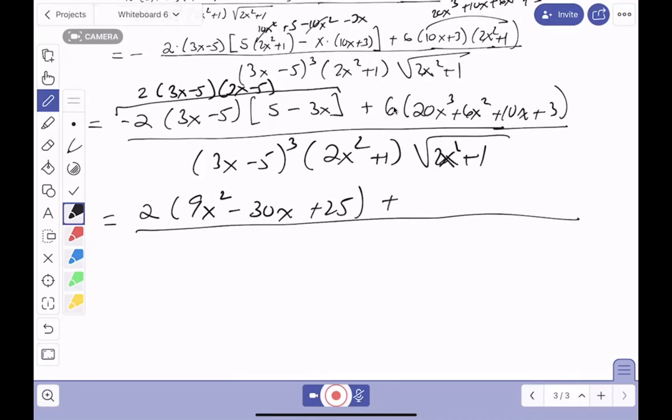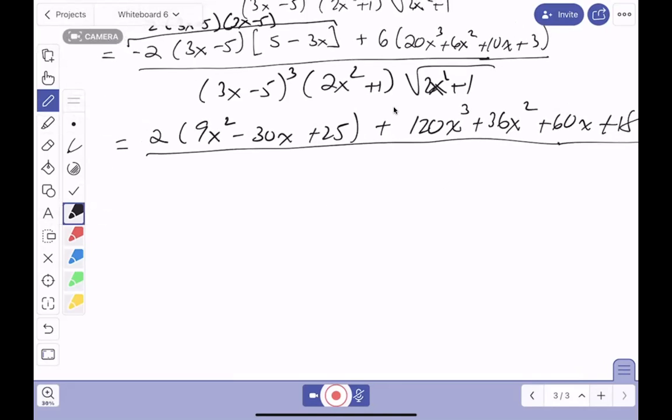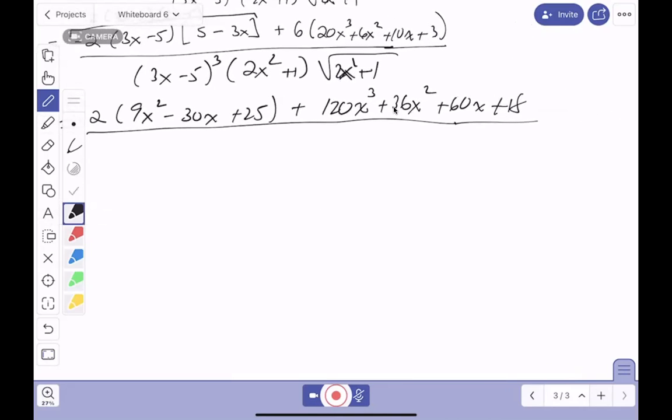Plus, well, let's just multiply it out now. What are you going to get? 120x cubed plus 36x squared plus 60x plus 18. Well, most people's pens would run out of ink at this point, right? You should not be adverse to writing, though.